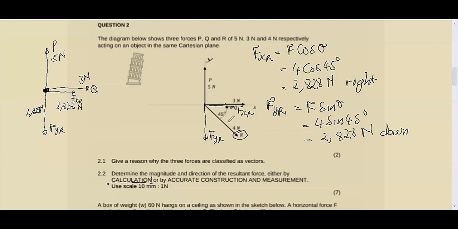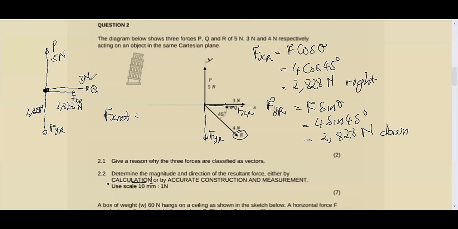Now, at this point, we want to calculate, because we can see that there are 2 forces going to the right, and then we have these 2 forces going in opposite directions, but they're on the vertical plane. So we only need the Fx net for the horizontal, and then we need the Fy net for the vertical. So that's the next step. Let's calculate the Fx net.